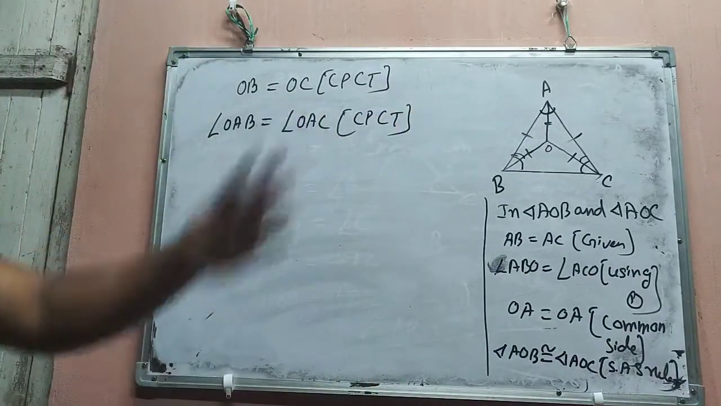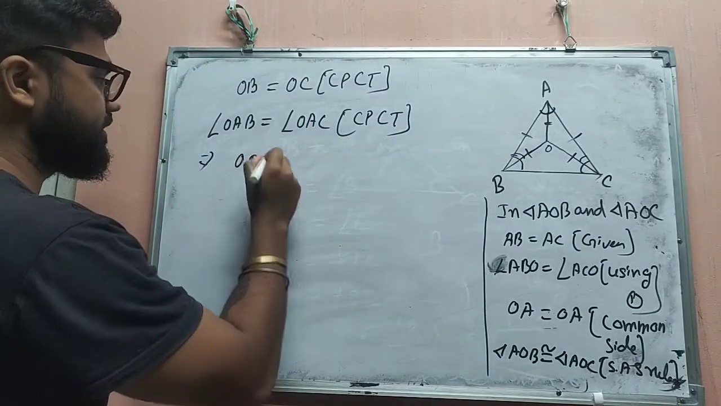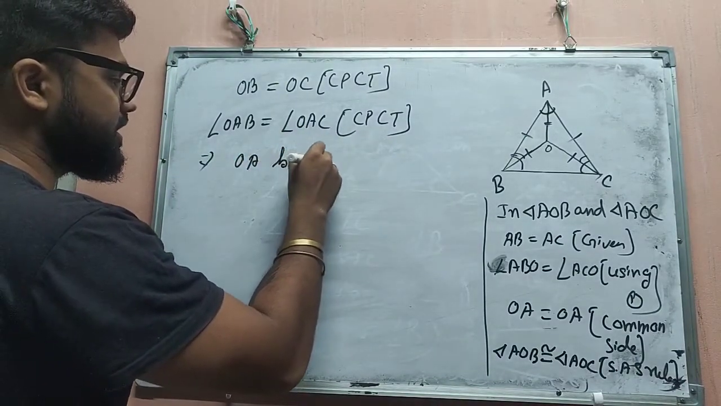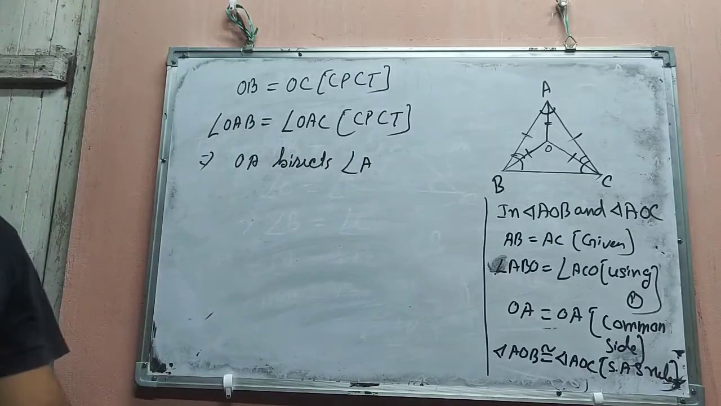As these two become equal, so you can say that OA bisects angle A. This is what we are asked to prove. Okay.